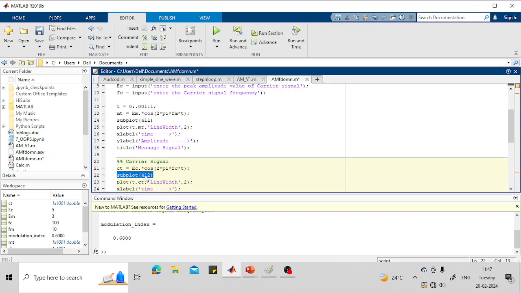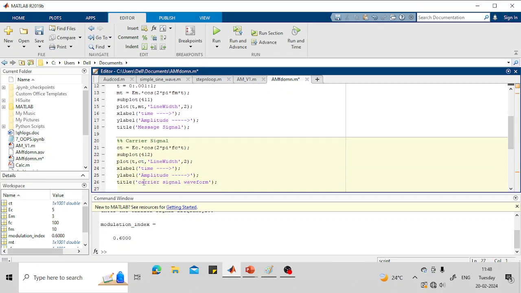Let us observe 4 1 2, in the sense among the four rows, in the second row we are having the carrier signal. And we are plotting the carrier signal with t comma ct, and the line width is in order to increase the line of the waveform. If anyone is not interested, they can close the bracket here for the plot. Then once again x label, y label: x label here is time, y label here is amplitude for the carrier, and the title is carrier signal, you can see here.